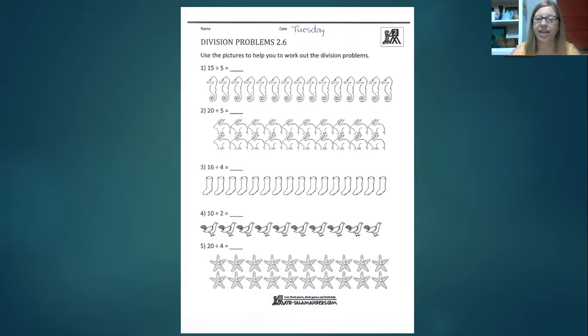Number 4 says 10 divided by 2. So take these pigeons, group them into 2s, and then find how many groups there are. Finally, number 5, 20 starfish. 20 divided by 4 equals how many groups? And once you're finished that, then you are finished your math activity for today.